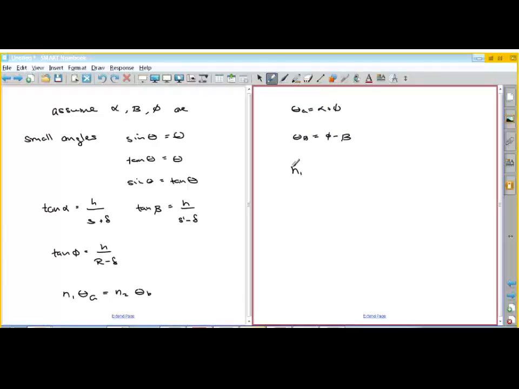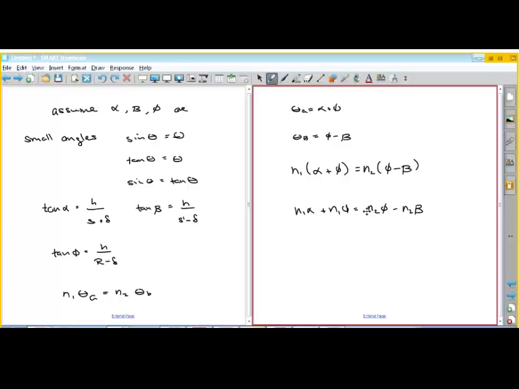So if we plug those into here, we'll get n1 times alpha plus phi is equal to n2 times phi minus beta. And if we multiply everything out, we'll have n1 alpha plus n1 phi is equal to n2 phi minus n2 beta.